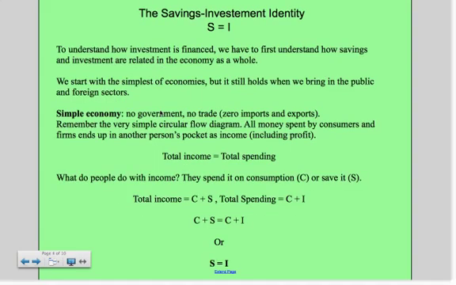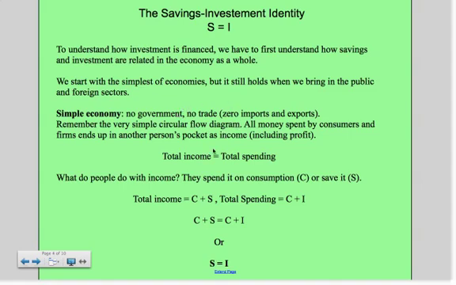Let's start with the savings investment identity, or S equals I. This is important because in order to understand how investment is financed, let's first understand how savings and investment are related in the economy as a whole, because in order to invest, corporations need to get that money from somewhere. And we're going to talk about how that comes from savings. Now, this does work in the simplest of economies that we're going to use here for an example, but it also holds when we bring the public and foreign sectors in, and those will be in the next 2 slides.